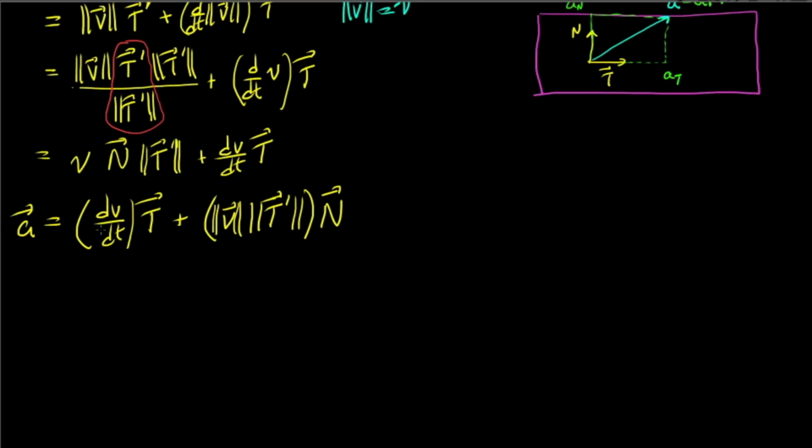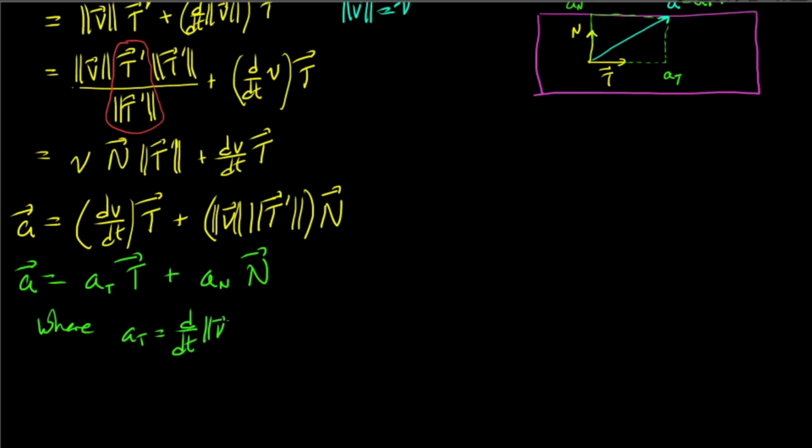So I think we've accomplished our goal. This is a linear combination of t and n. So we wrote the acceleration vector as a_T times the tangent vector T plus a_N times the normal vector N, where a_T is just the derivative of v, of course v being the speed, and a_N being this weird thing. It's the speed times the magnitude of t prime.